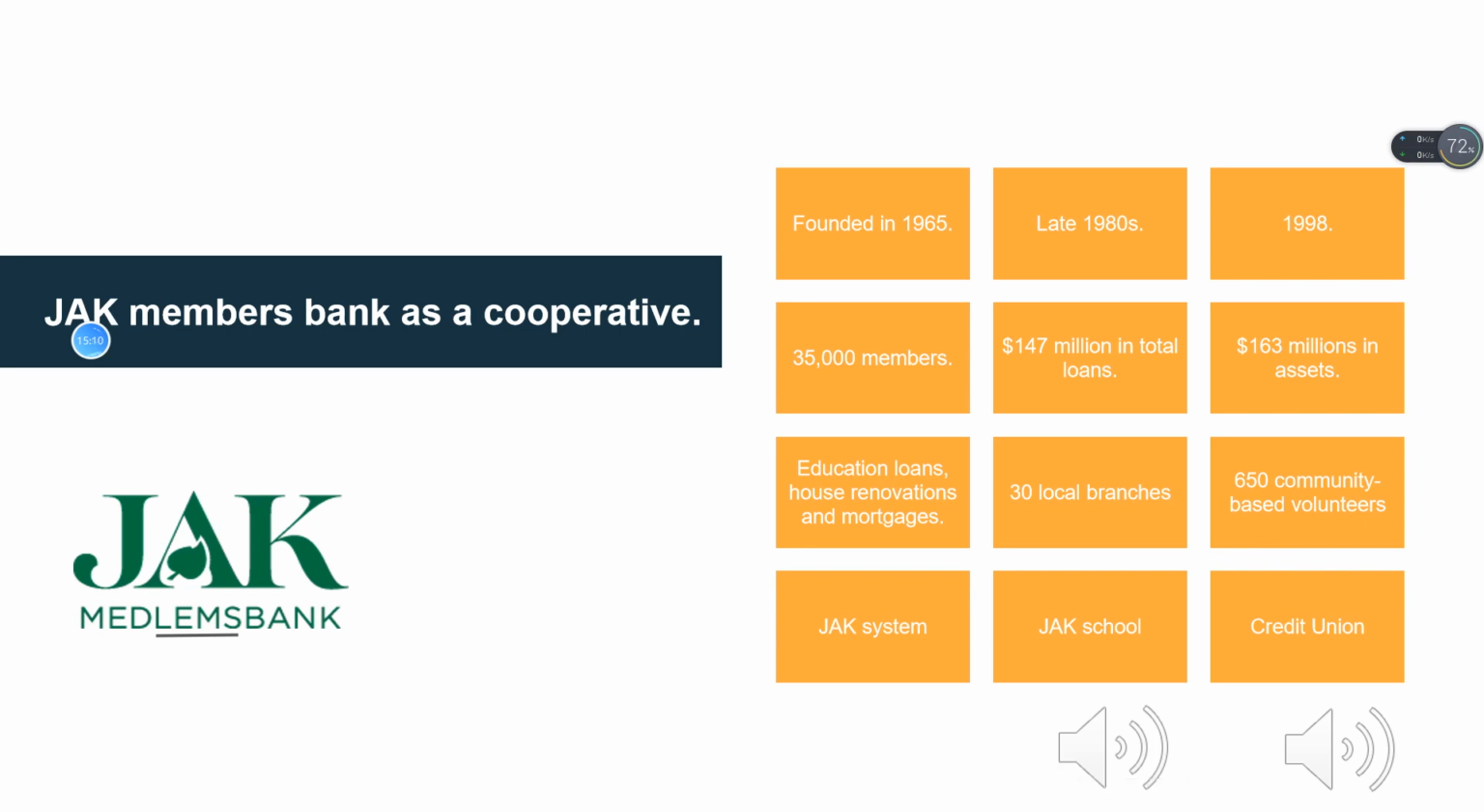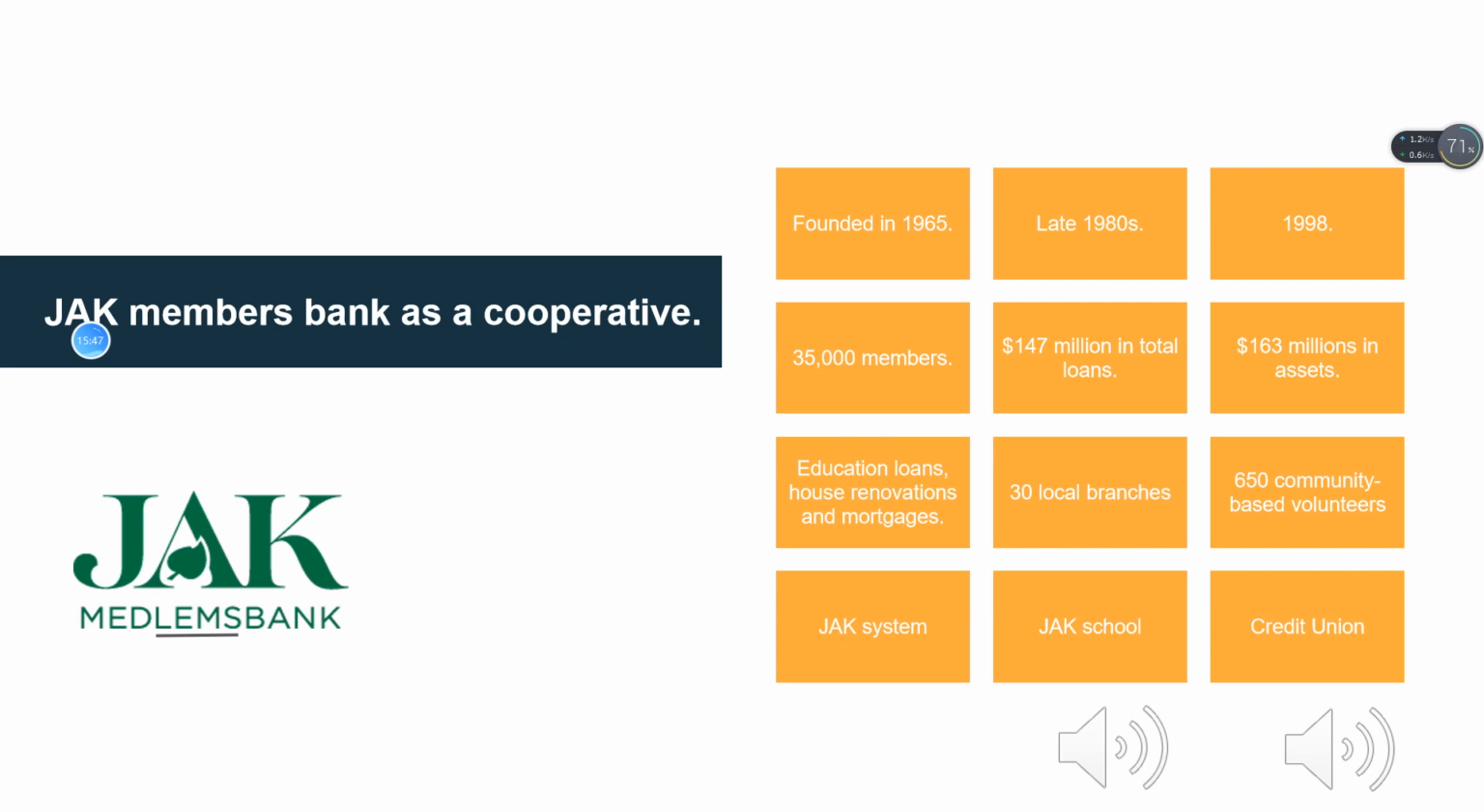JAK Members Bank is a cooperative which doesn't strive to make profit. The co-op, which was founded in 1965, had vast growth in the late 1980s and secured a banking license in 1998. JAK now has 35,000 members in Sweden, $147 million in total loans, and $163 million in assets.